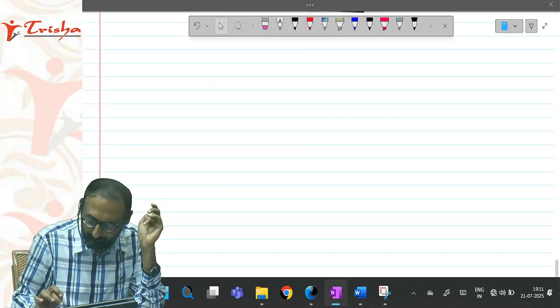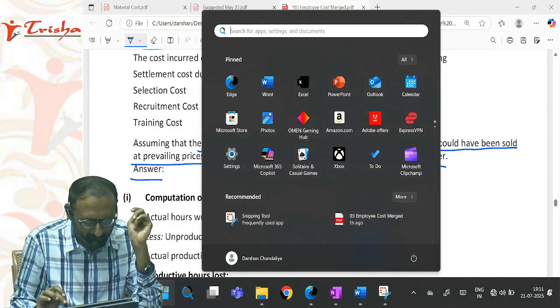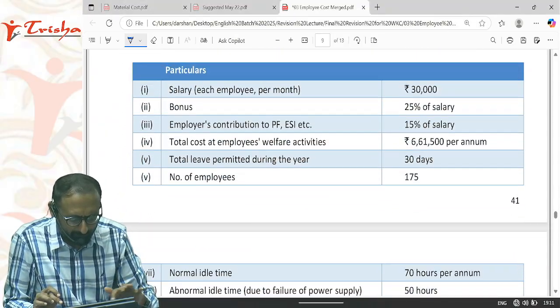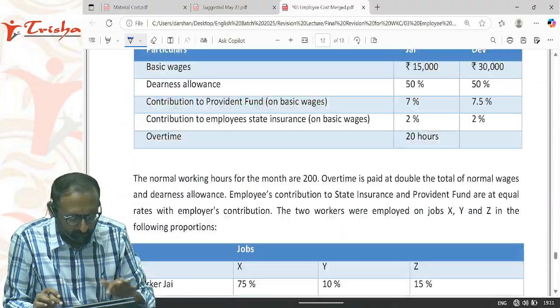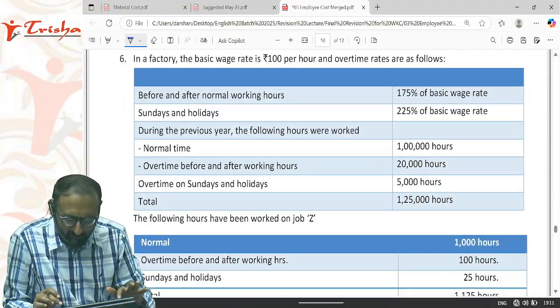Next one. Sirji, after this labor turnover, let's move ahead. Yes, Sirji. Let's move ahead with the next part.